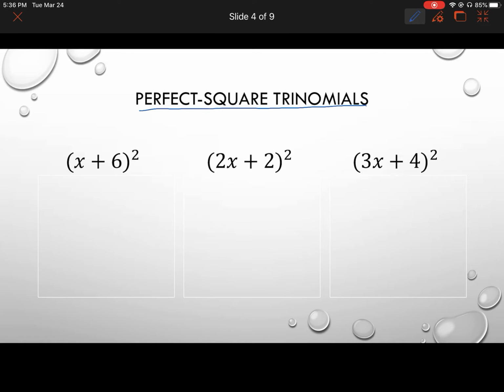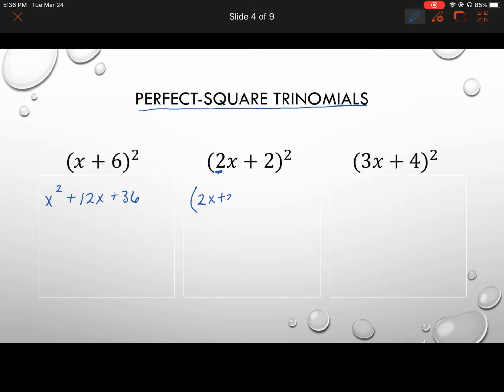So let's go ahead and take a look at these. This is just going to go off the same thing we were just doing, so I'm just going to use the shortcut. So x squared, 6 plus 6 is 12, so 12x, and then 6 times 6 is 36. That's how fast the shortcut can be. All right, so now we have a unique situation here. I have a coefficient, all right? So I might not want to use that shortcut.